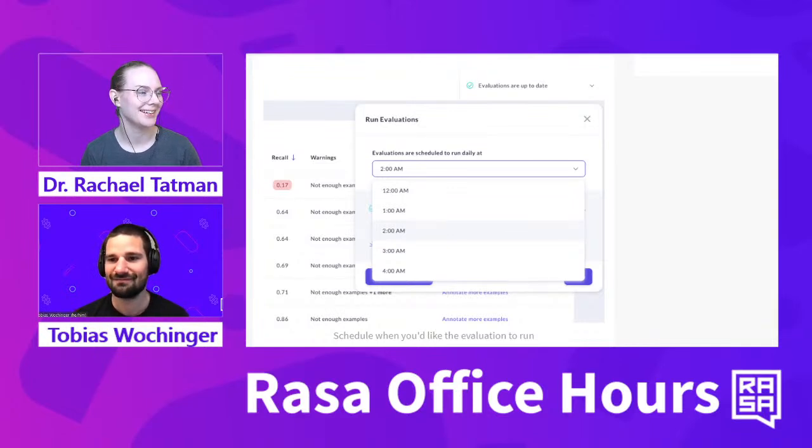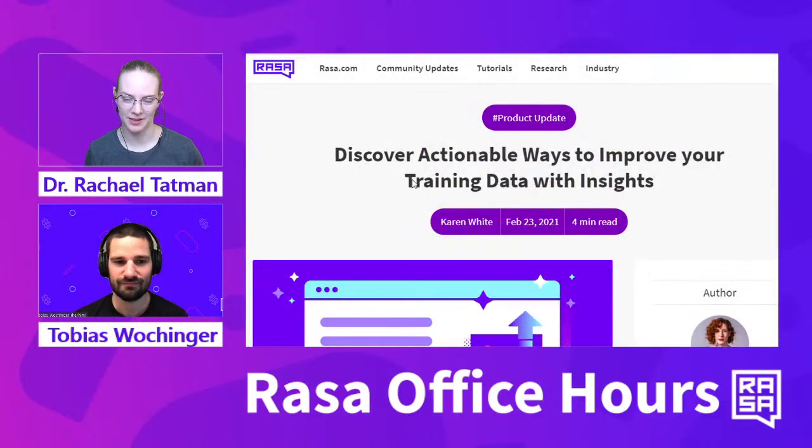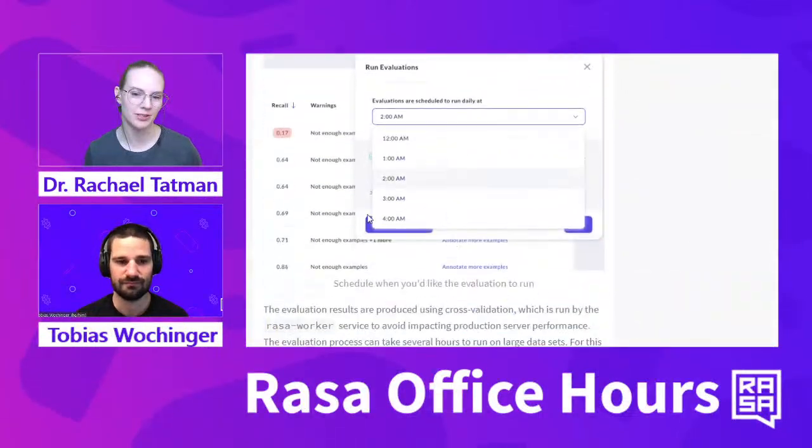Yeah, I agree. When I saw this the first time, I was like, "Oh, that's so cool! I'm so excited!" The reason I was looking off to the side is I was pulling up this blog post that Karen wrote talking about the feature, and we got some helpful screenshots of what it looks like in Rasa X.